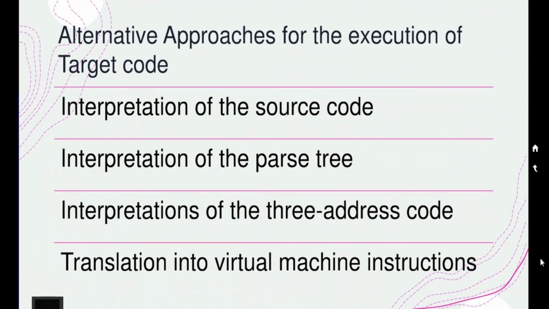The alternative approaches for the execution of the target code are interpretation of the source code, interpretation of the parse tree, interpretation of the 3 address code, and translation into virtual machine instruction. So these are the alternative approaches for executing the target code.